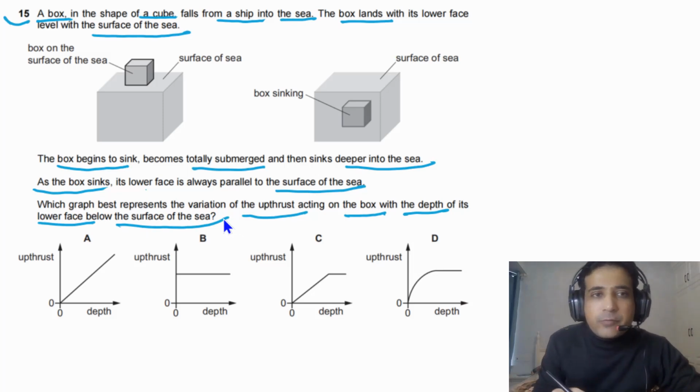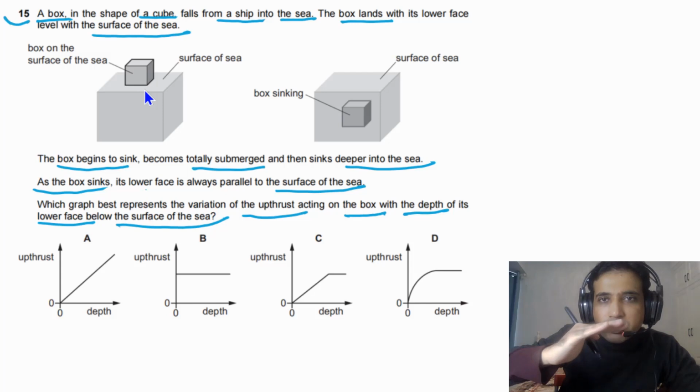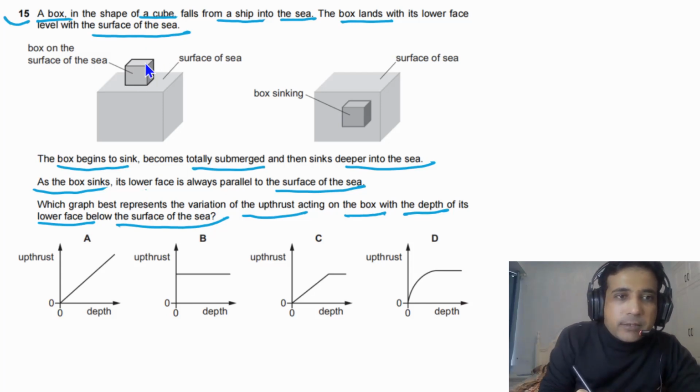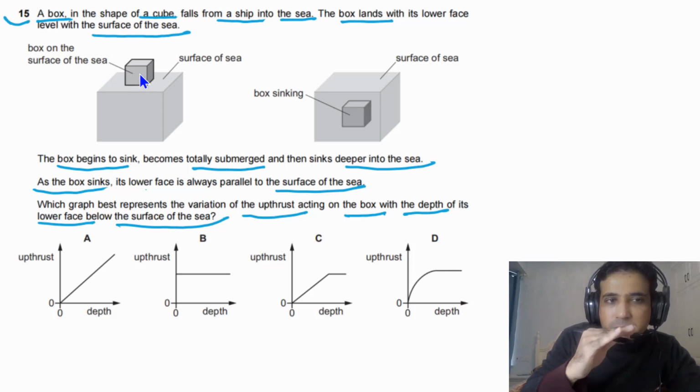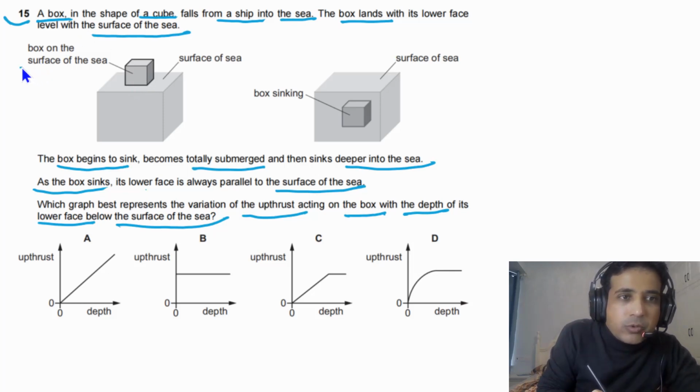So first of all, let's try to understand when it is just at the surface. In this case, it is not inside the water. So we can simply say the box is on the surface of the sea. This is given to you. We can draw this here, and you can see it in a very clear way. It is just at the surface, so it is not inside water. As it is not inside water, it means there will be no upthrust.